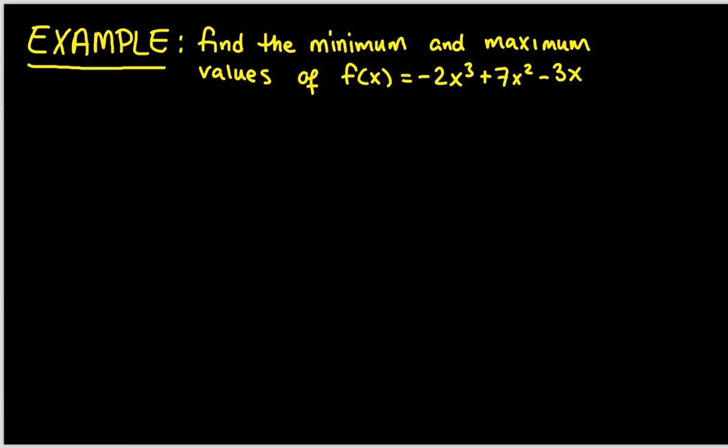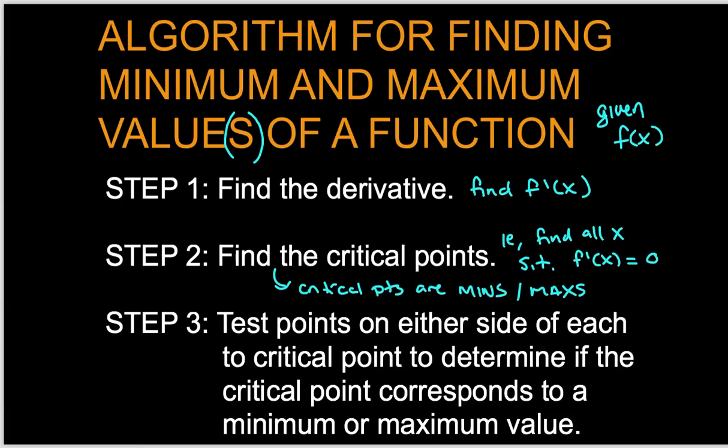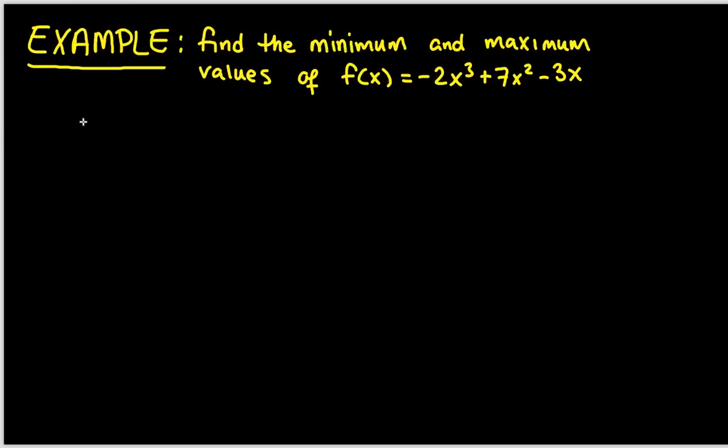But suppose that we don't know what this graph looks like. We're at a big disadvantage, but it's fine. We've got it because we have this algorithm to get us through. So what did the algorithm say to do? The algorithm, first step, find the derivative. So step 1, find f prime of x.